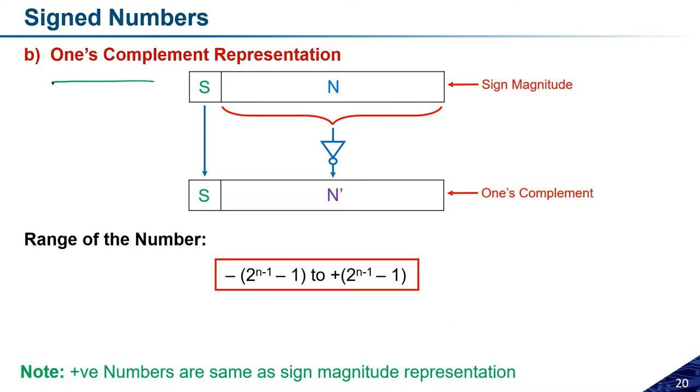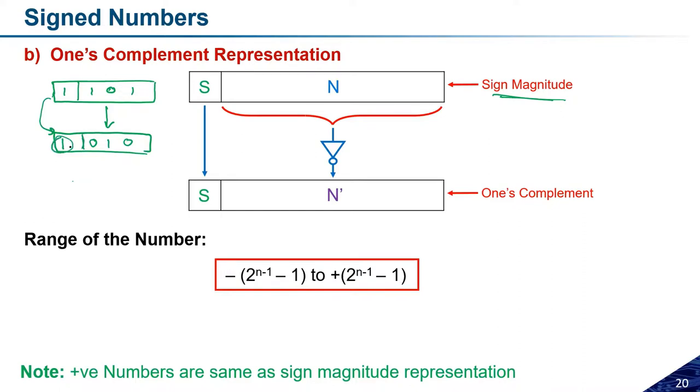I just told you, if the sign bit s is equal to 1, then it is a negative number, right? Suppose I have a number something like this, 1 and 101, in signed magnitude. If I have to calculate the one's complement representation, how will it look? The one's complement representation will be 1 and 0, 1, 0. This is the one's complement representation of this number. This 1 indicates the sign and the rest indicates the magnitude.